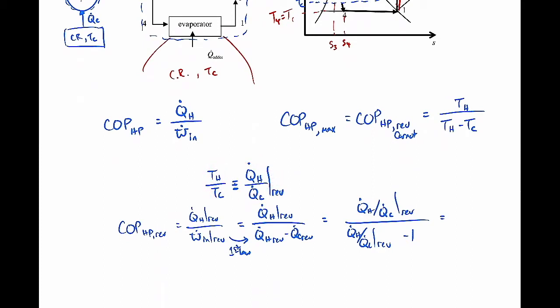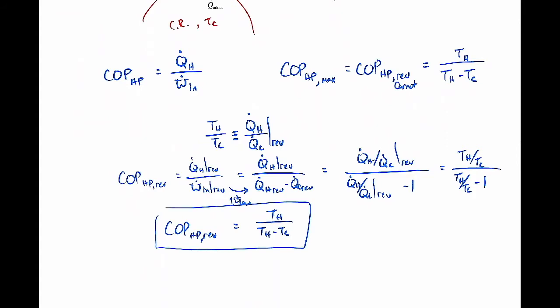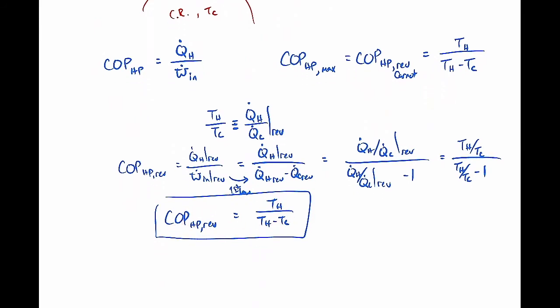So this will now be TH over TC over TH over TC minus 1. Now let me just multiply everything through by a TC, and we're left with TH over TH minus TC. So that was just a quick review to show you where this expression comes from for our maximum COP that we could possibly get. Okay, and again, these are absolute temperatures here.